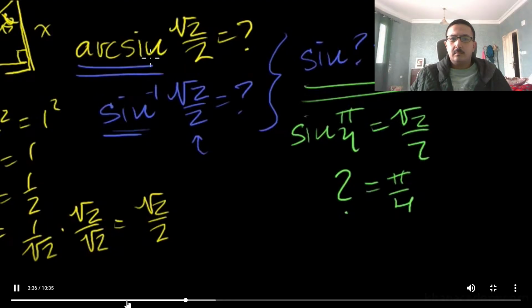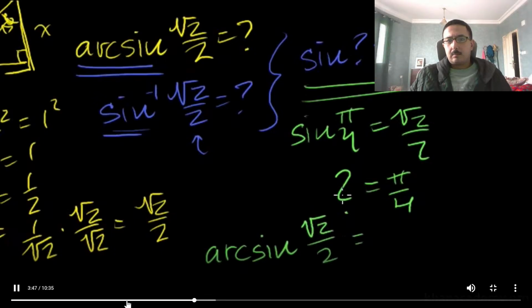Or I could have rewritten this as the arc sine of square root of 2 over 2 is equal to pi over 4. Now just as a review, I'm giving you a value and I'm saying give me an angle that, when I take the sine of that angle, gives me that value.